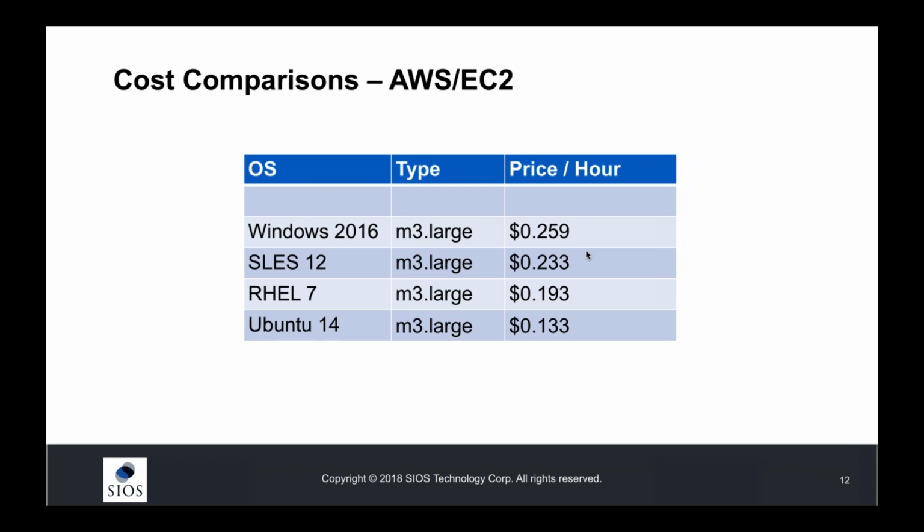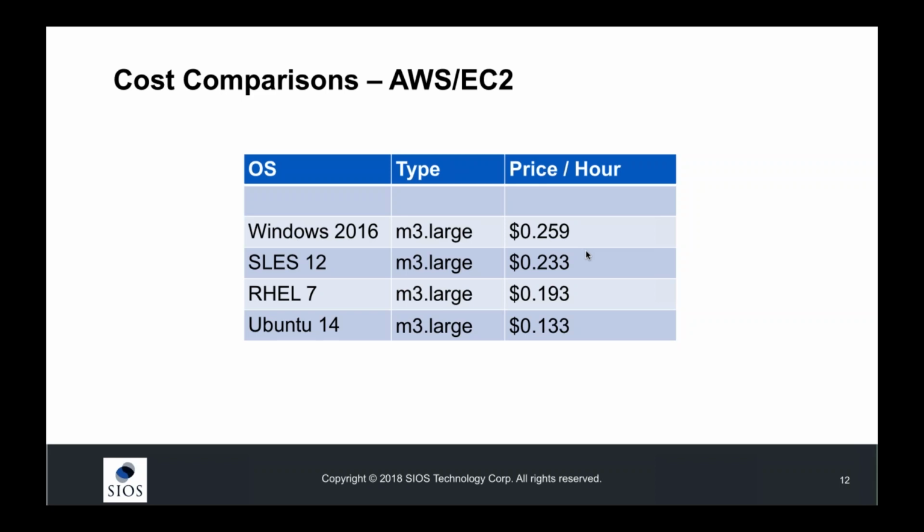So as a cost comparison, these costs are pulled directly from the AWS site. And this is just representative of a base operating system. This has no SQL licensing involved and no additional licensing stacked on. This is just a base operating system.